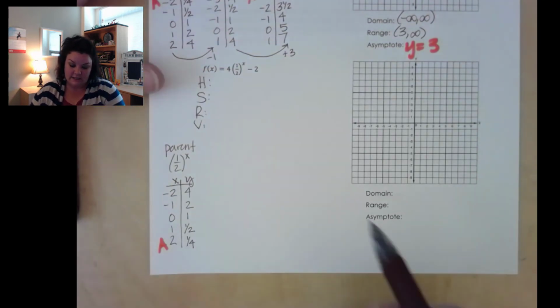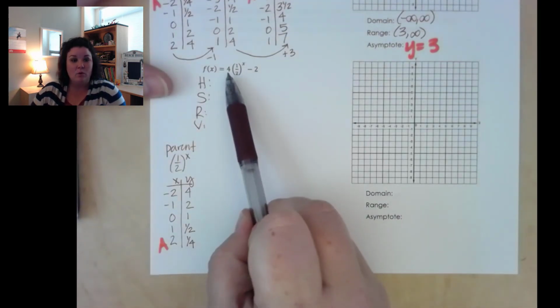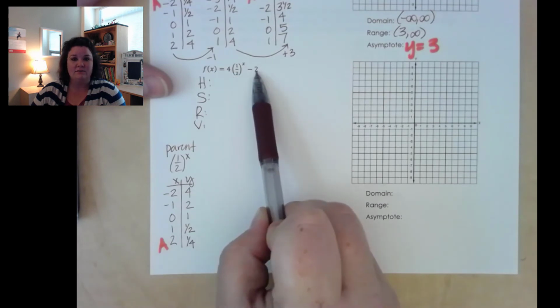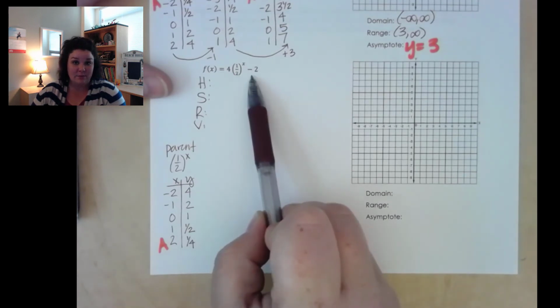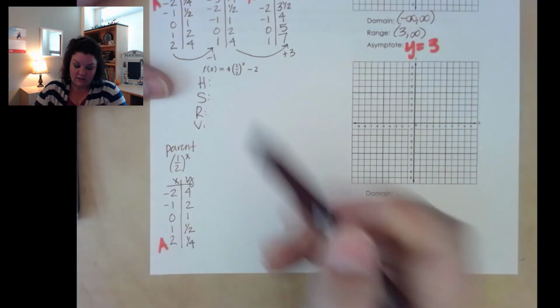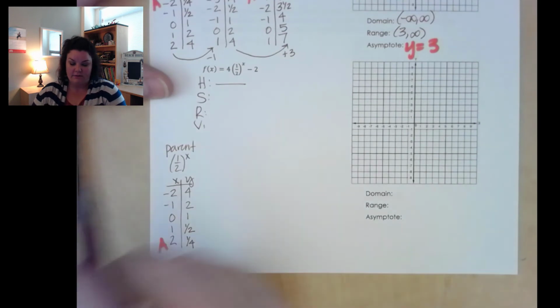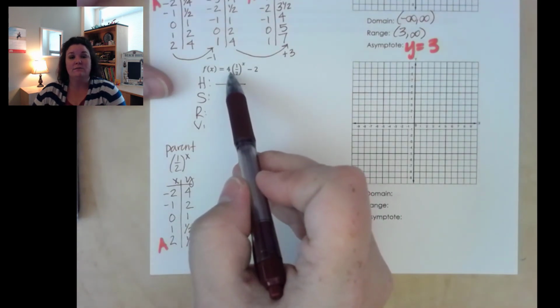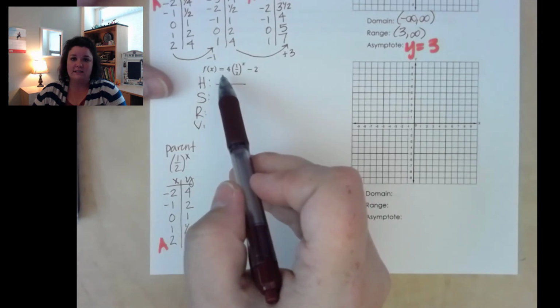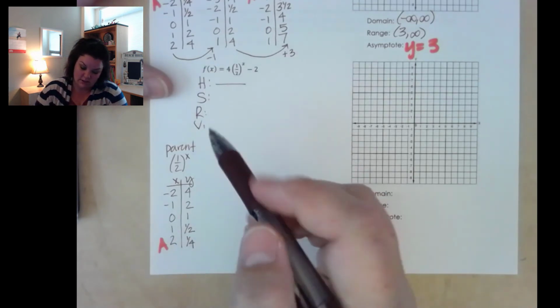When I look at this, I see that I have this 4 out front and I have a -2 at the end. Both of those are not in the exponent, which means it's not affecting the x. So we can rule out horizontal already. Now the 4 out here being multiplied, that's going to be a stretch or a shrink. Since I'm multiplying by a large number, it's going to vertically stretch it.